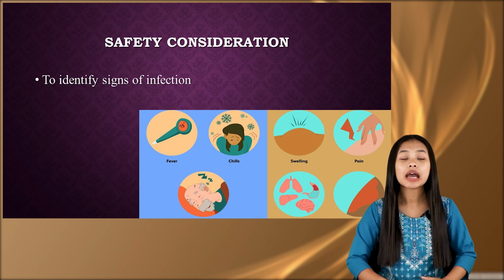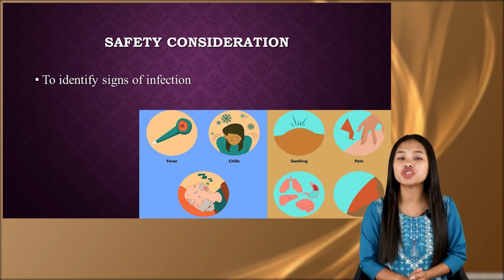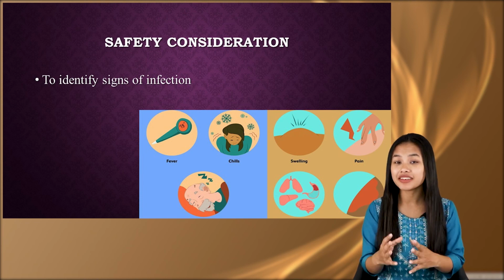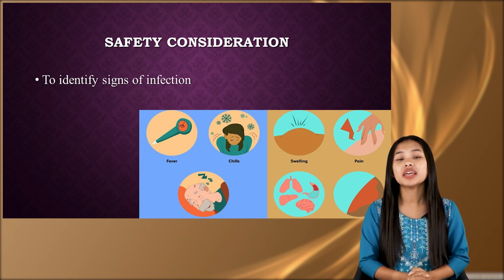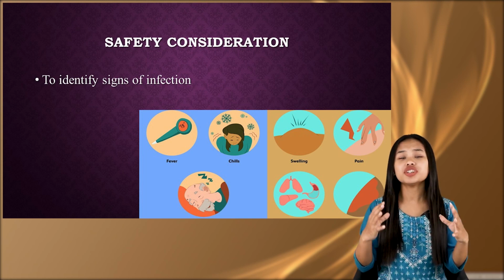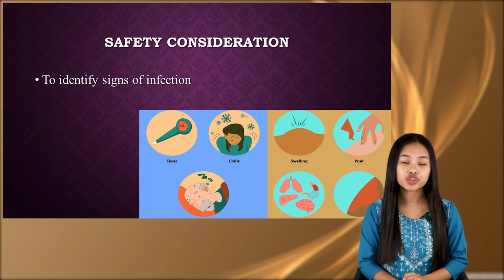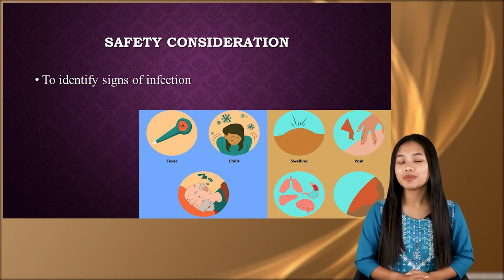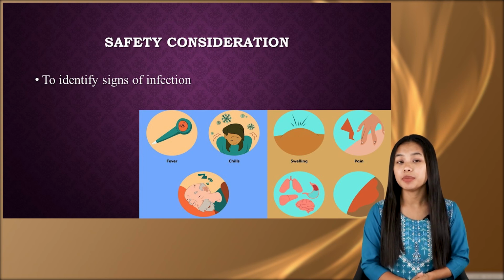And how can we do this? By being aware of the patient's body temperature. Usually whenever a person is infected, their temperature will be above the normal level. So just by being aware of their temperature and whether any changes are occurring in their body temperature, we will get an idea that the patient might be infected.